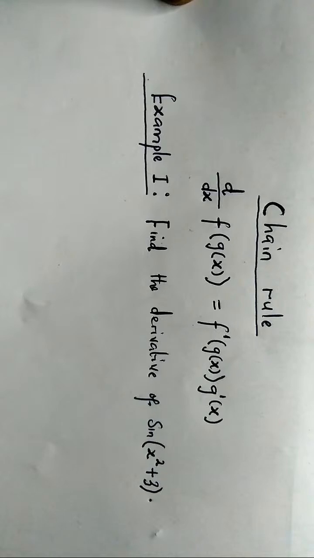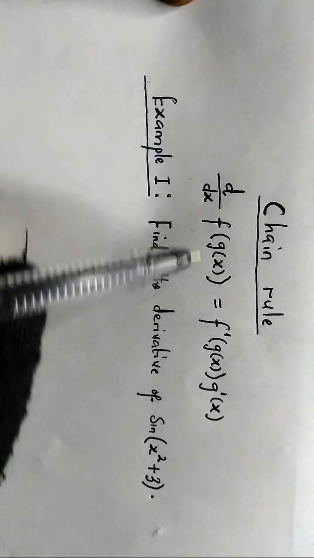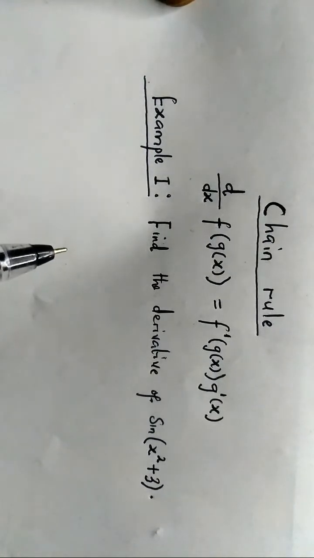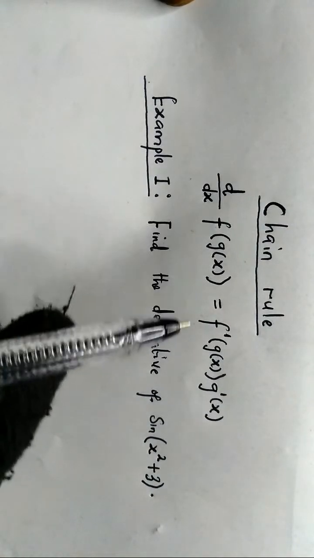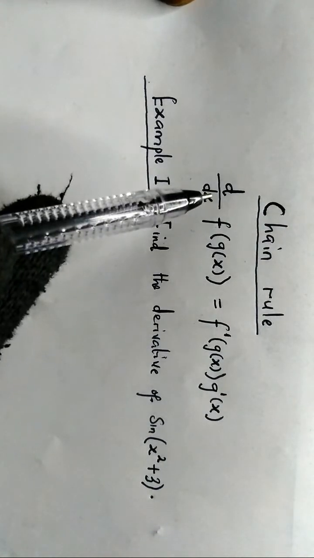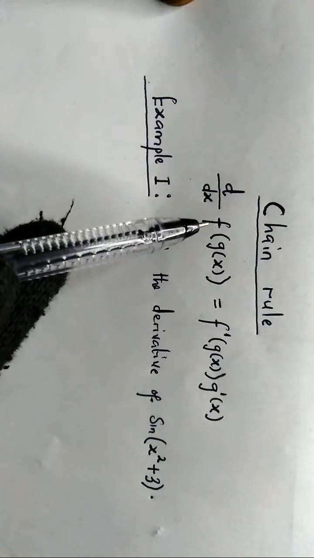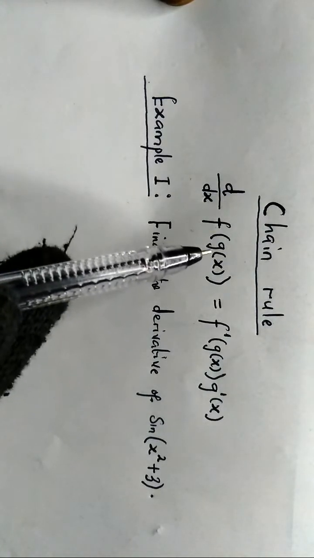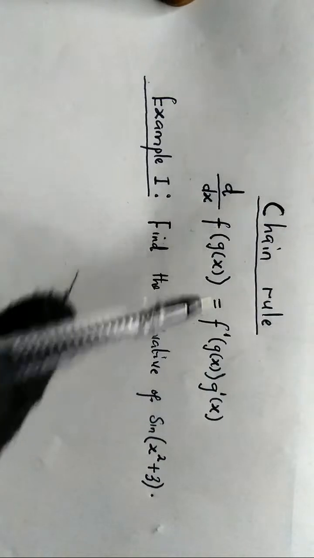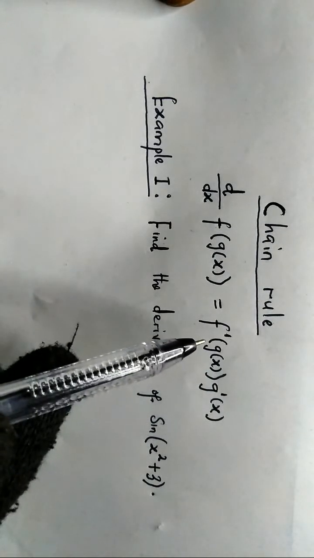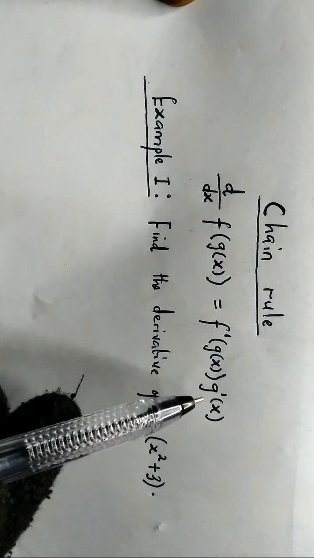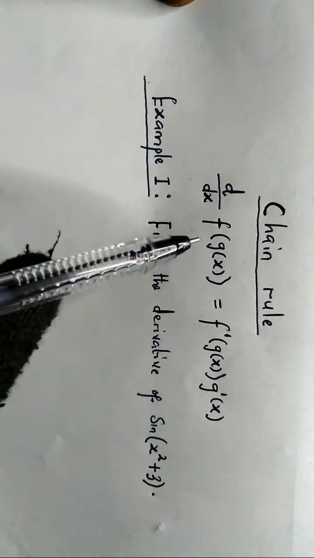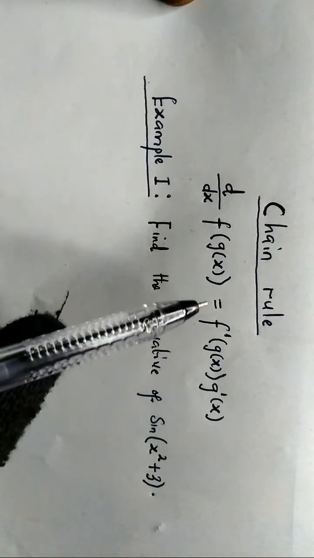If you take a look at this definition of this rule, you will see that it looks so complicated. We have the derivative of a function of x with an inner function g of x, and this is equal to f prime of g of x times g prime of x. So how can we easily interpret this?